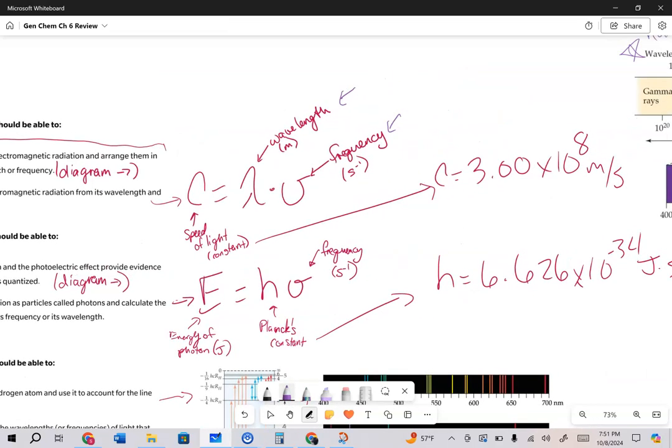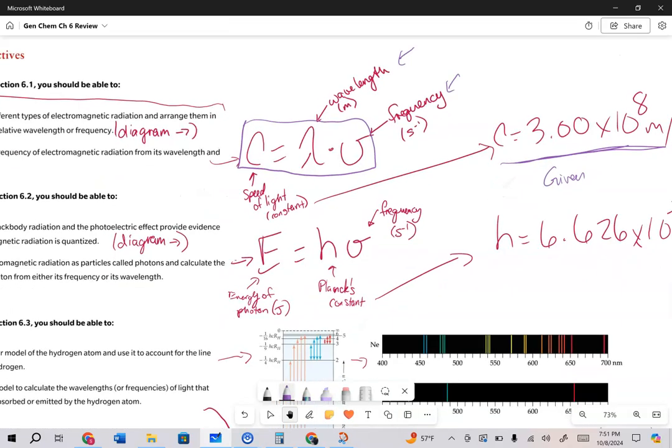That speed is a constant, again a number you would be given: 3 times 10 to the 8th meters per second. You'd also be given the equation, not the description of what's in the equation. So make sure that you understand wavelength should always be in meters, frequency should always be in inverse seconds, aka hertz. The speed of light is always going to be the constant 3 times 10 to the 8th.